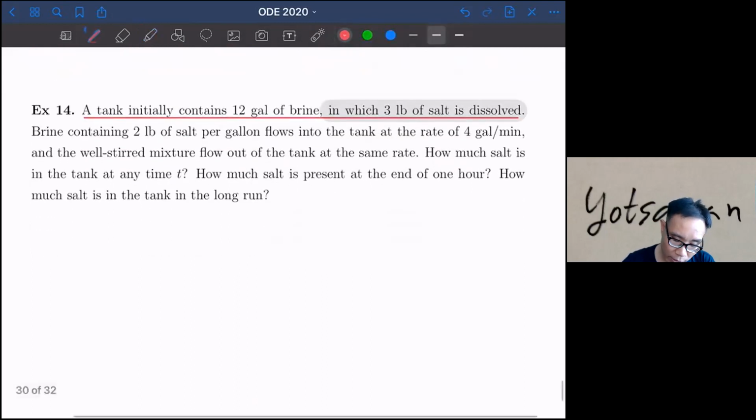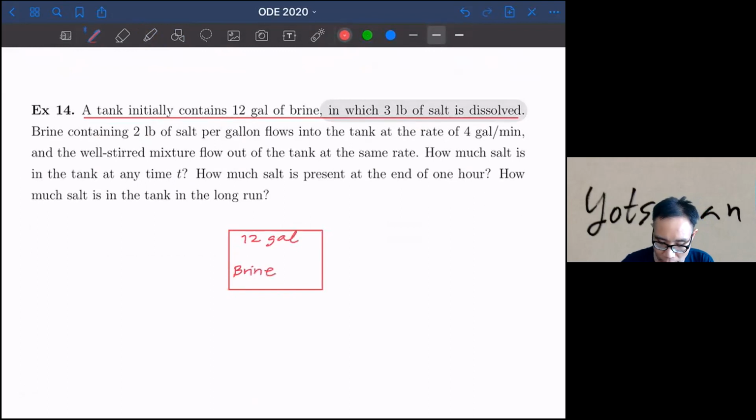So you're going to draw the same diagram. Okay, so you draw the same diagram. So the capacity is going to be 12 gallon. Okay, and you're going to have brine, and you have 3 pounds of salt already sitting in the tank, and you're going to have flow in and flow out. Okay, so you have flow in and flow out of the tank.